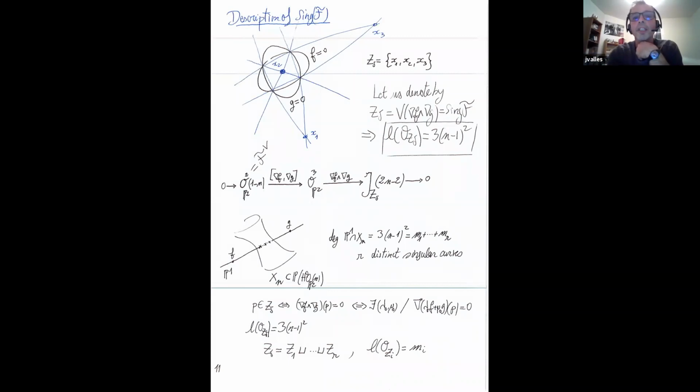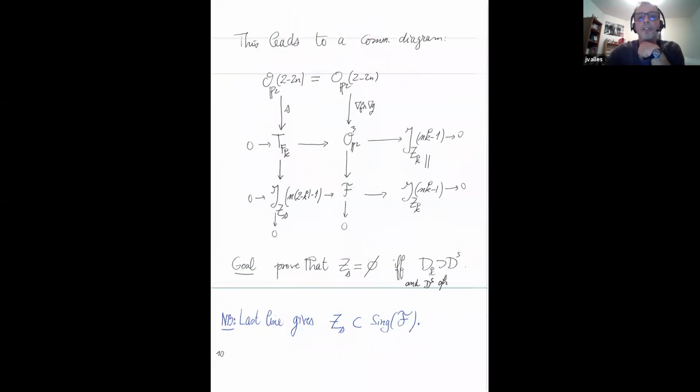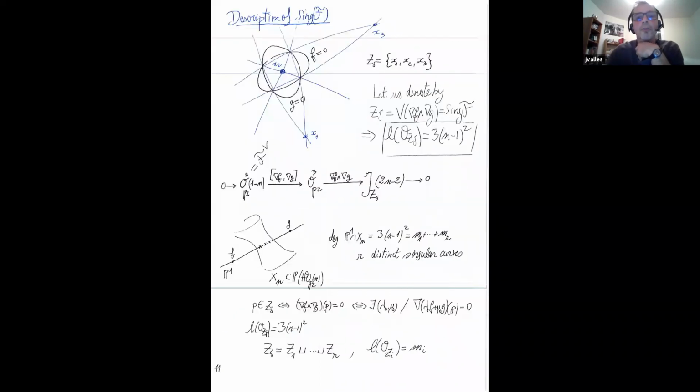And to compute the length of this scheme of singular points of singular members of the curves, we dualize the exact sequence defining F and the vertical one in the middle. You dualize the vertical line in the middle. You obtain the horizontal exact sequence here, and you can compute easily by some Chern class computation the length of zeta delta. And the length of zeta delta is exactly what is hoped. It is 3(n-1) square, which is exactly the degree of the discriminant variety of the degree n curves in P2.